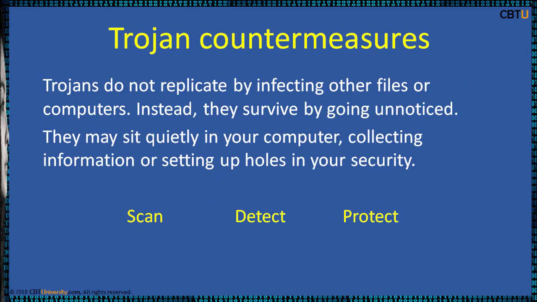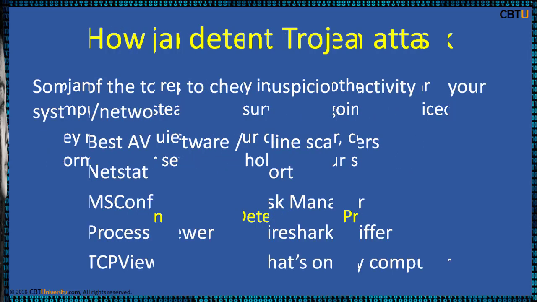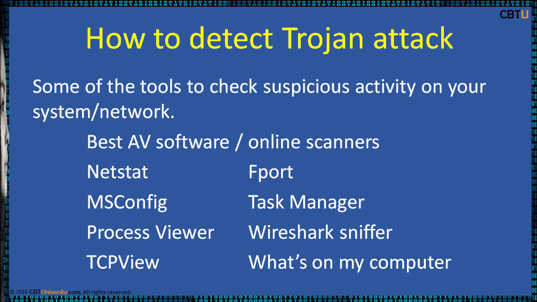Trojans do not replicate by infecting other files or computers. Instead, they survive by going unnoticed. They may sit quietly in your computer collecting information or setting up holes in your security. Some of the tools to check suspicious activity on your system or network are the best antivirus software, anti-malware software, online scanners, Netstat, MSConfig, Wireshark sniffer, and other tools that help to check if any suspicious activity is happening on your system or network.